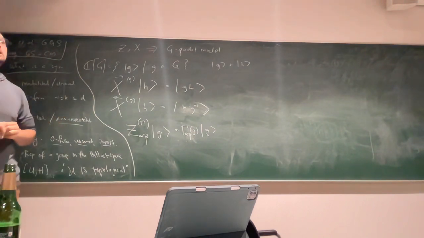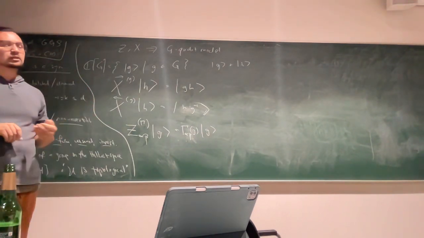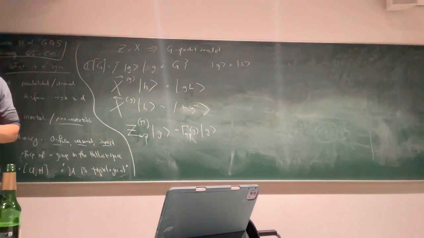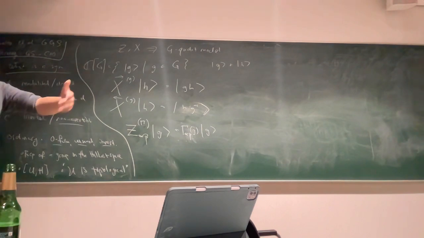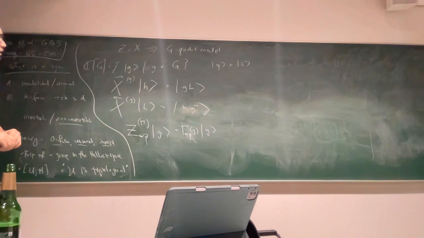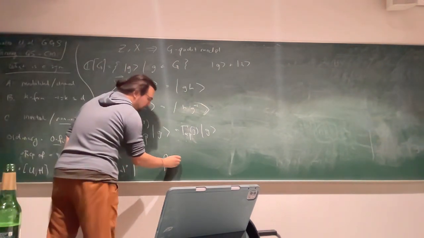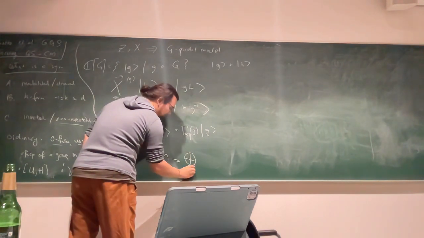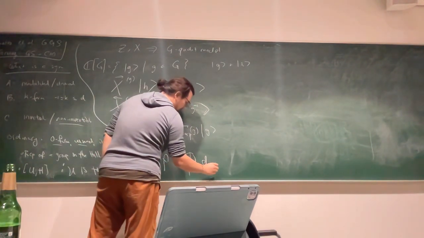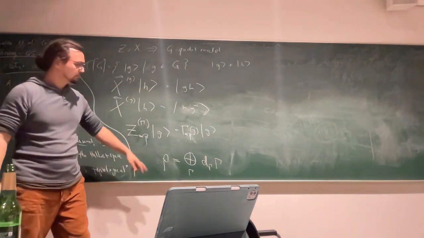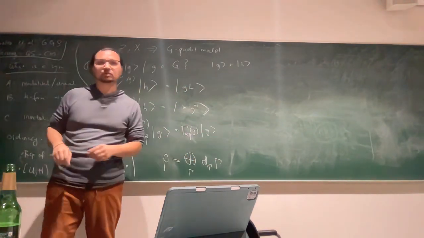The left regular representation, for example, is a reducible representation, and it reduces into all of the irreducible representations, each appearing a number of times equal to its dimension. So the idea is that this is some representation rho, which decomposes into a sum over irreducible representations, each of which appears d gamma times, where d is the dimension of the representation.